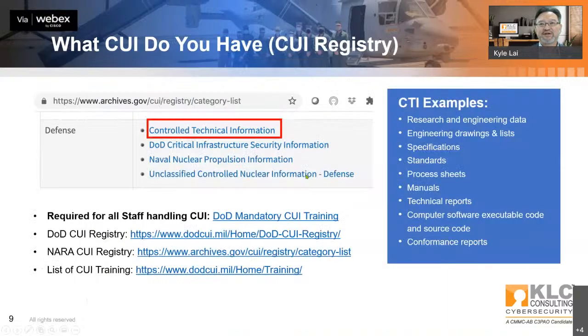But to make it easier, I made it a little bit easier to read. So here are some of the examples they listed on the right side. For example, control technical information: there are research data, the engineering data, specifications, manuals, software code, for example, right? So these are the things that you want to read and to see if these are some of the CUI information that are in scope within your organization, and also your contract. Okay.